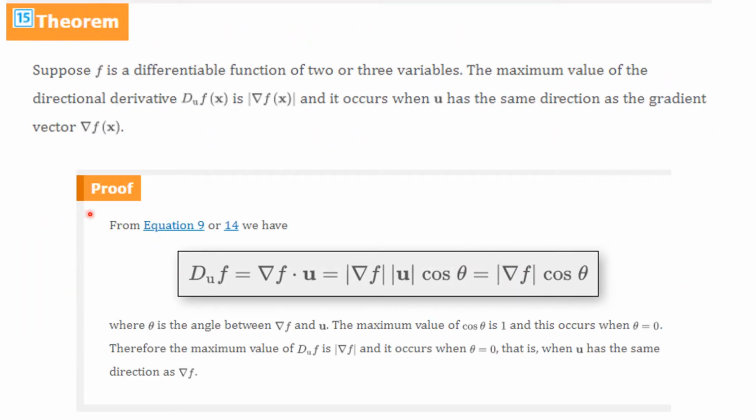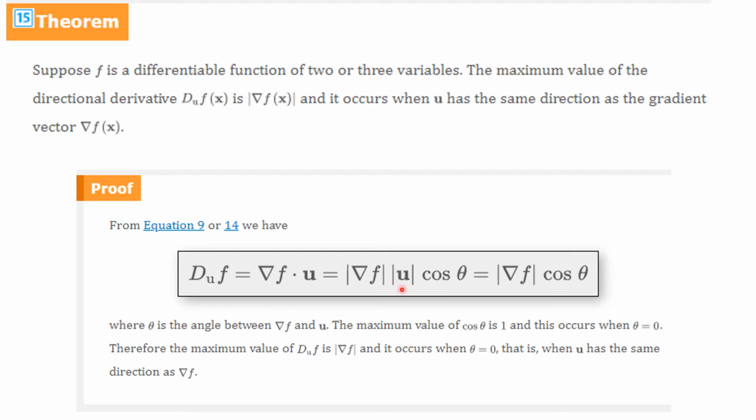Let's look at the proof, and the proof is actually quite easy. Because you see, we know that the directional derivative of f in the direction of u, a unit vector defining the direction, is the gradient of f dotted with that vector u. And we know that the dot product, from way back in the beginning of this course, is the magnitude of the gradient of f times the magnitude of u times the cosine of theta, where theta is the angle between these two vectors. So we're looking to maximize this.